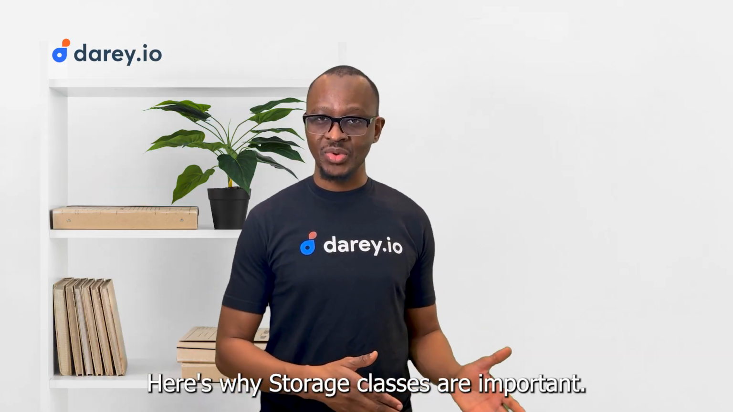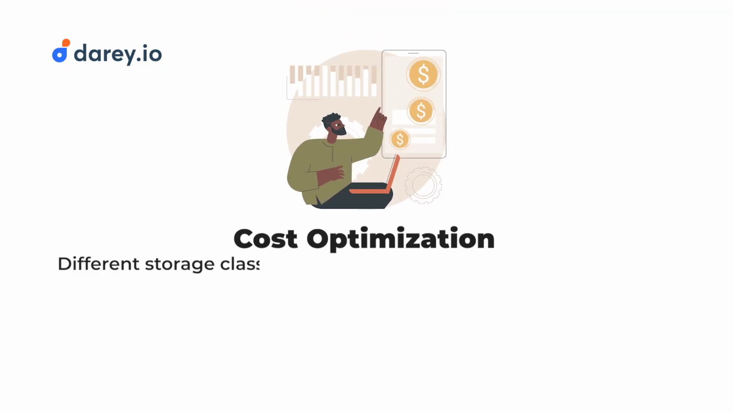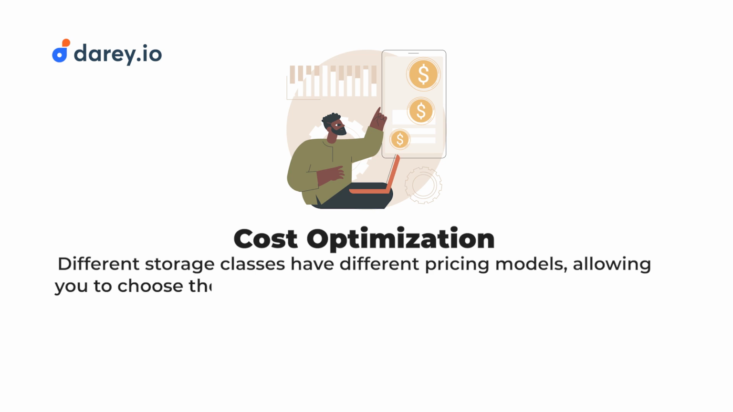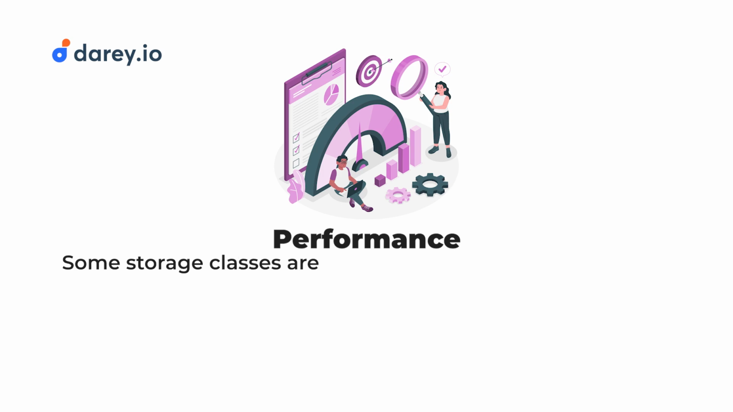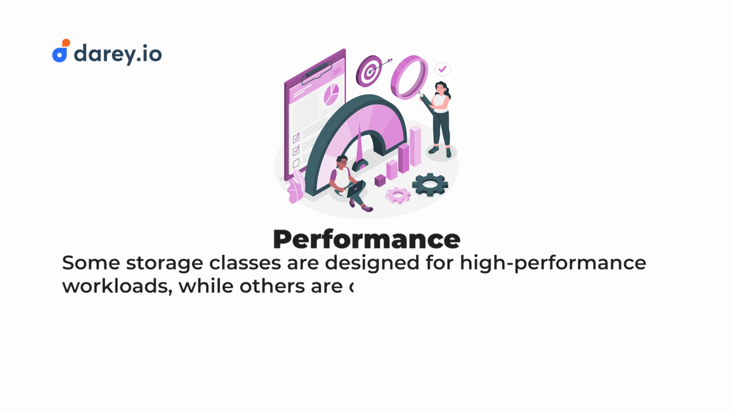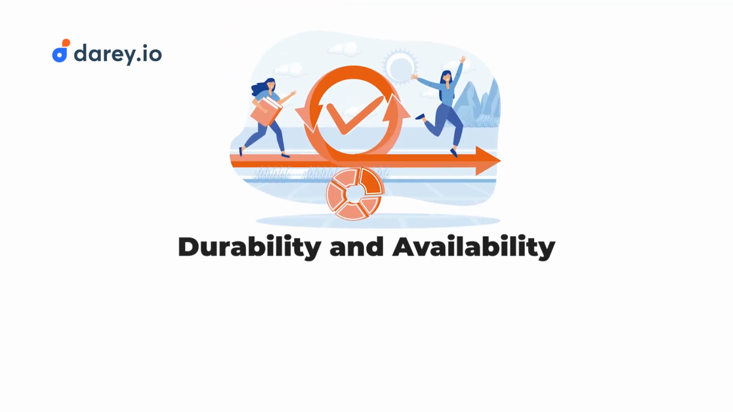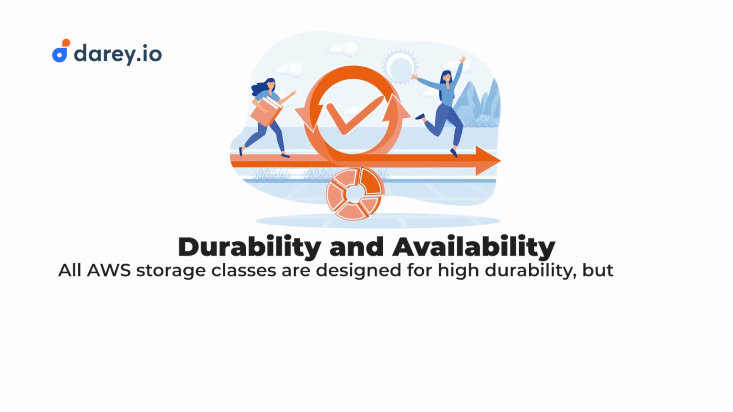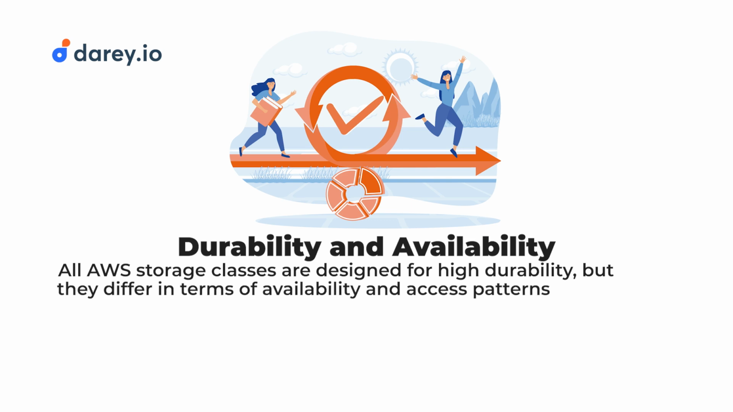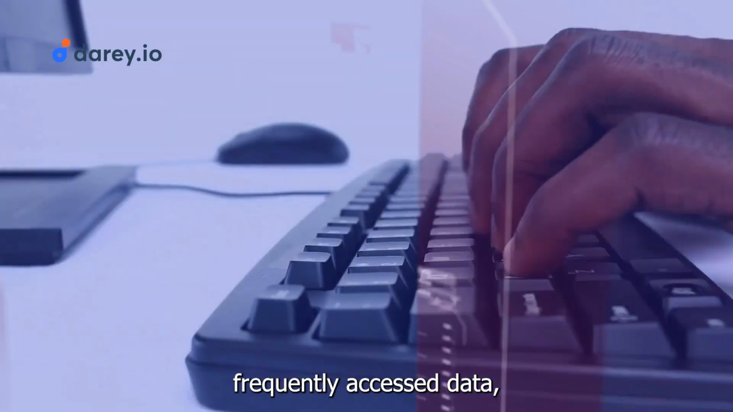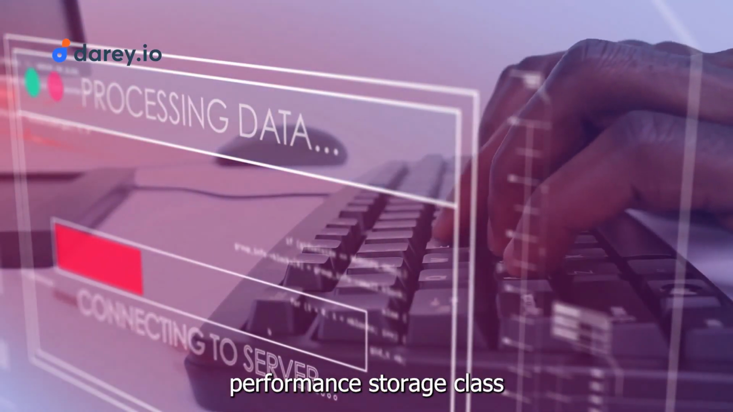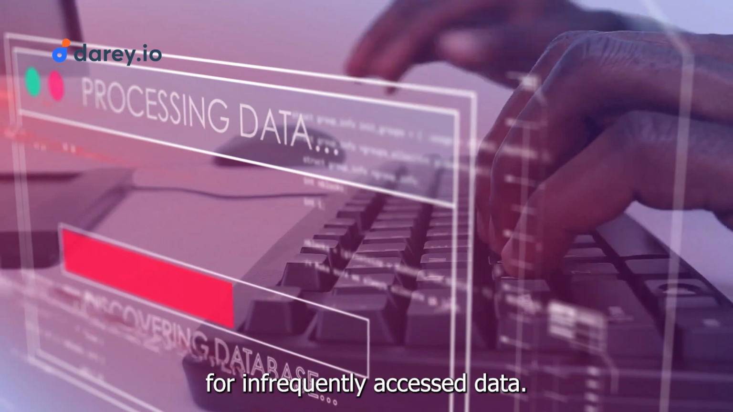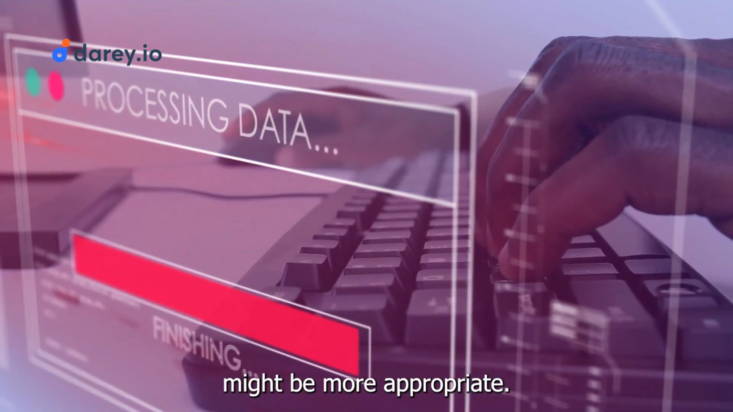Here's why storage classes are important. Cost optimization. Different storage classes have different pricing models, allowing you to choose the most cost-effective option for your needs. Performance. Some storage classes are designed for high-performance workloads, while others are optimized for cost savings. Durability and availability. All AWS storage classes are designed for high durability, but they differ in terms of availability and access patterns. For example, if you're storing frequently accessed data, you might choose a high-performance storage class. For infrequently accessed data, a cheaper storage class might be more appropriate.